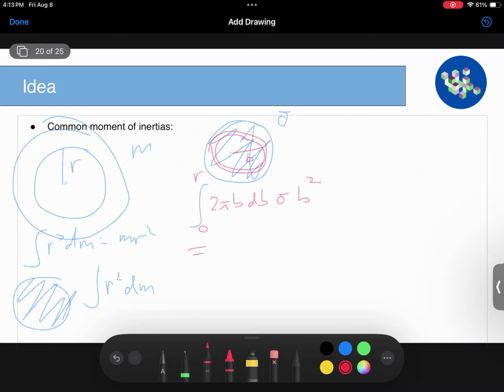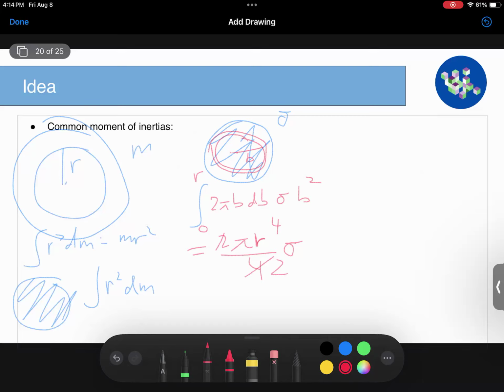What's the result of our integral? Yeah, this looks correct. We have 3 powers of b here, so it's 2 pi times b to the fourth over 4 times sigma, and we plug in 0 and r. Those are our boundaries, and of course the 0 one cancels out. So instead of b, we have 2 pi r to the fourth sigma over 4. So it's just divided by 2 here.